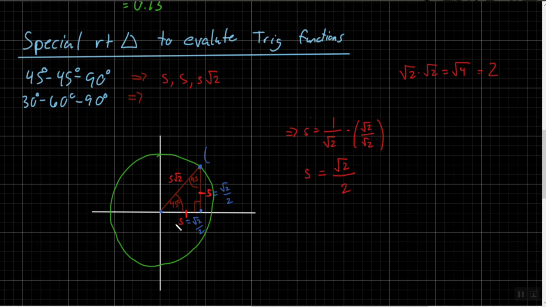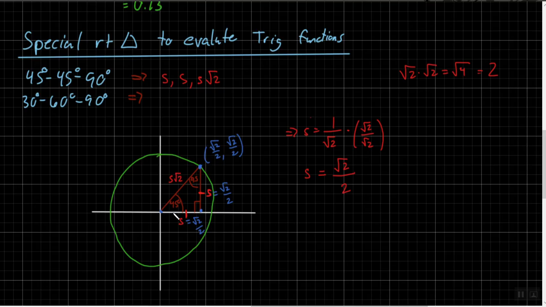S is the length of this side. So how far did I move over? Square root of 2 over 2. How far up did I go? Square root of 2 over 2. So I'm going this way and I'm going up. So we just found a point, right there.